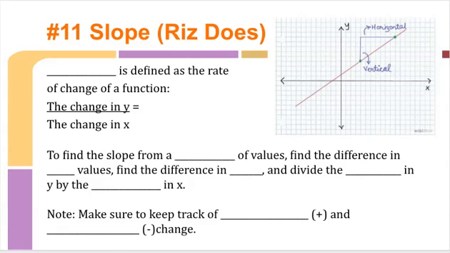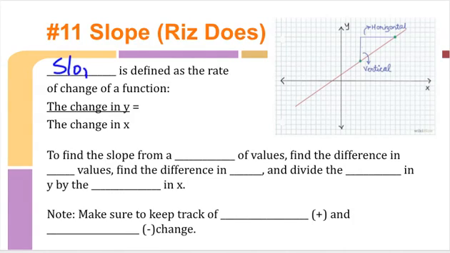Hello everyone. Today we are going to be talking about the idea of slope. We've already touched on the idea of slope a little bit, but today we're going to be talking about slope between points and slope if you were looking at a table of values. So go ahead and follow along with your notes.